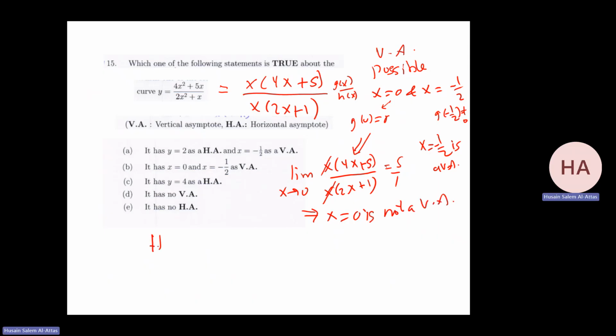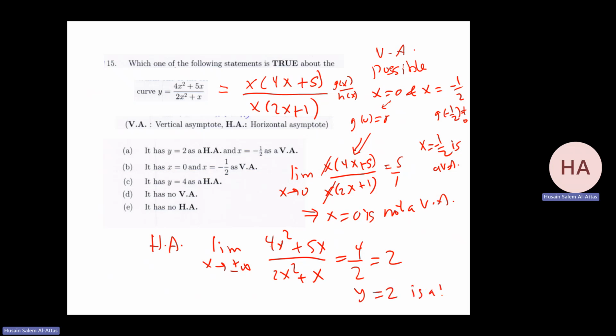What about the horizontal asymptote? We'll do the limit, since it's a rational function, either plus or minus at the same time. That gives me what? The leading coefficient for same degree. So it's 4 over 2, and that will be equal to 2. So y equal to 2 is a horizontal asymptote. So what is the answer? This is my answer: y equal to 2 is horizontal, and x equal minus half is a vertical.